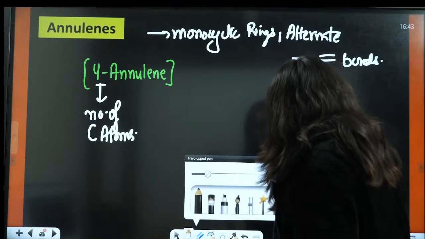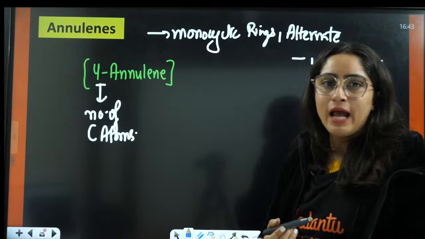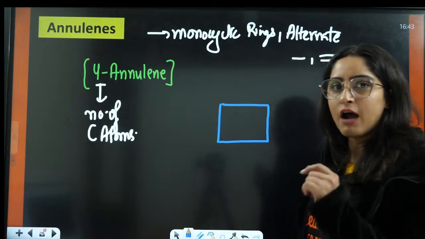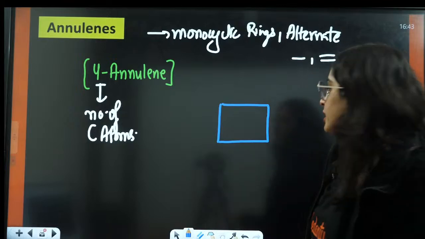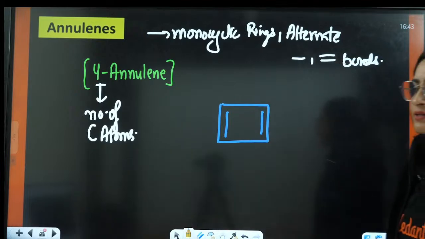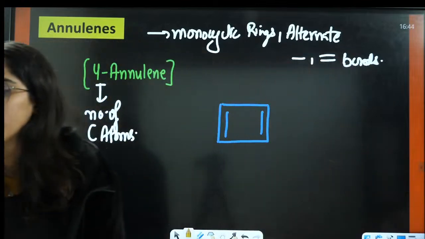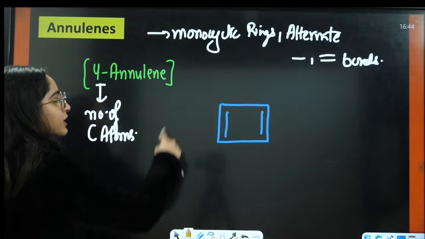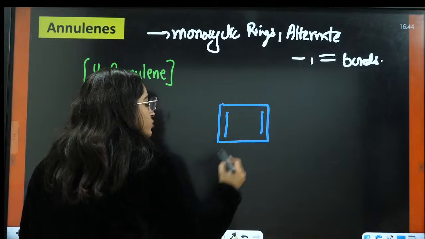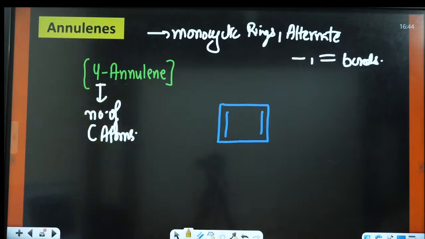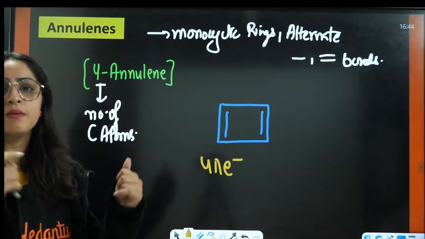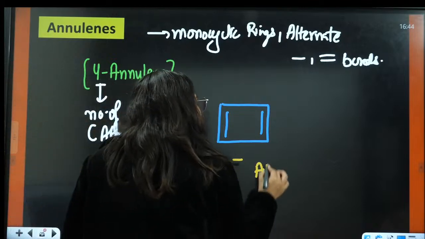Understood? So now, if I talk about drawing this 4-annulene, what you will do? You will just draw a monocyclic ring having 4 carbon atoms, and after that draw alternate single and double bonds. Now tell me, is this aromatic or anti-aromatic? This is having complete conjugation, this is planar, this is cyclic. PCC is followed here. The electrons are 1, 2, 3, 4 pi electrons. That means this is following 4n pi electrons, so this is anti-aromatic.